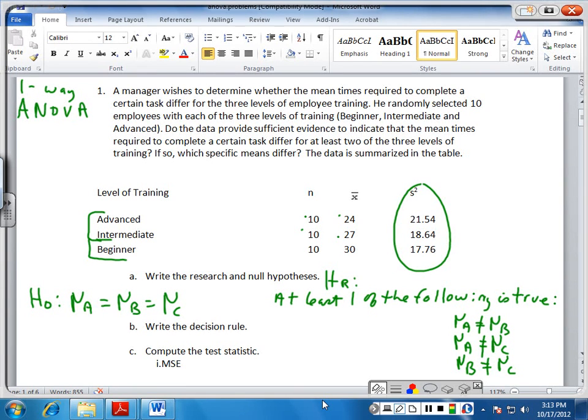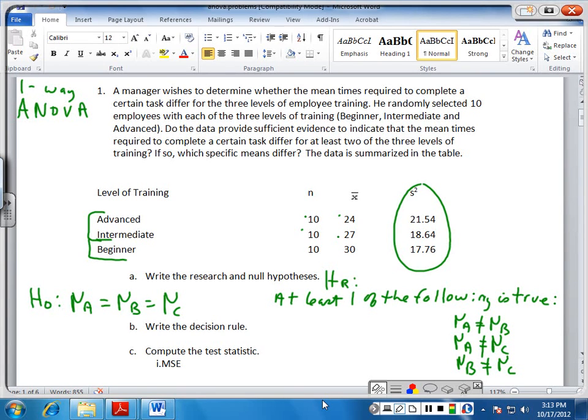I hasten to add here that one good thing about analysis of variance when you're working problems on homework or an exam or anywhere else is that the hypotheses stay like this. There are no like 1 or 2 tail kind of things. These will be the hypotheses when you do a one-way analysis of variance.